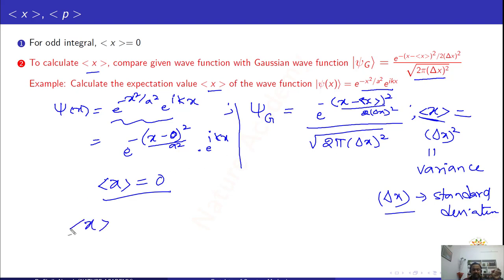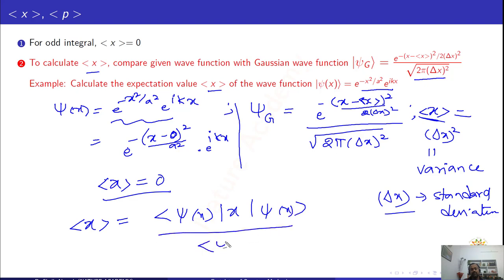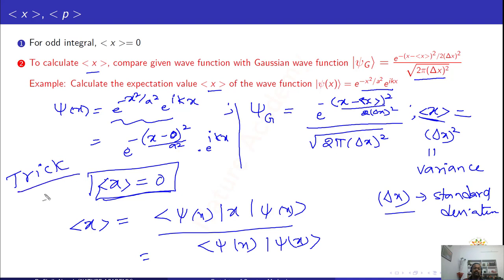What is the actual formula? If you want to calculate the expectation value, you should calculate the integral of psi star of x, x, psi of x, divided by the integral of psi star of x psi of x. So this is a time-taking process. When you do the calculation, of course you will get the same expectation value 0, but the trick here is to compare the given wave function with the Gaussian wave function, and from that you can collect the expectation value, and you can even calculate delta x and delta x square from the given equation.